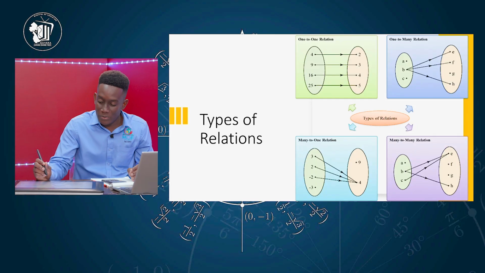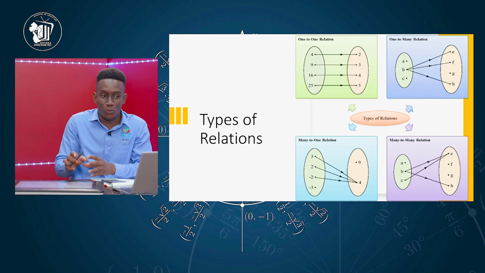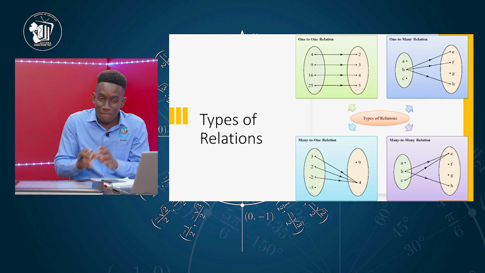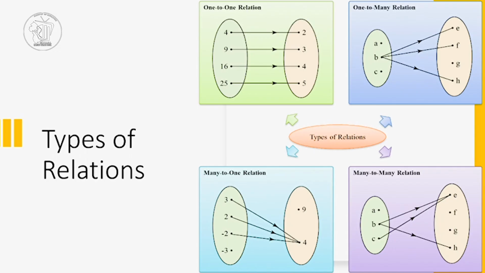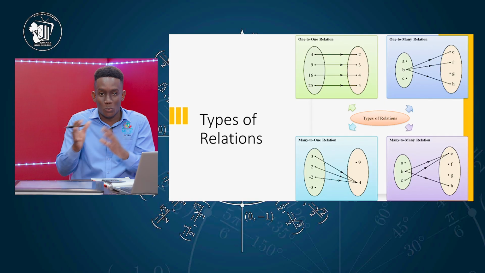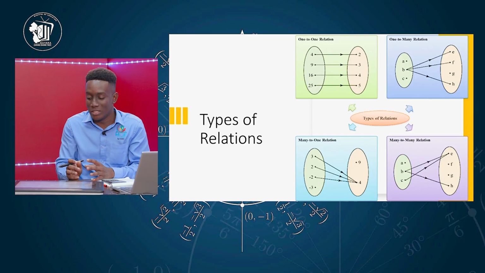And in the next part, we have the many-to-one. Now in this case, we have many going to one. So more than one element in the domain is mapped onto the same element in the codomain. More than one element. So in this case, we have 3, 2, and -2 all being mapped onto 4. So this is called a many-to-one because we have many going to one.